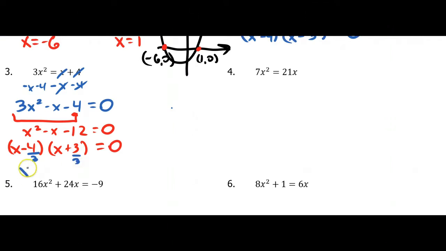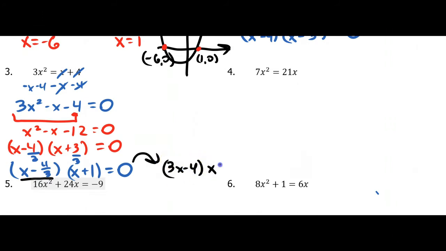This gives me x minus 4 thirds times the quantity x plus 1 equals 0. Now, the nice thing about solving an equation by factoring is I do not have to go the step further and make this 3x minus 4 over here in this expression. Okay, I could still do that if I wanted to. So this one would become 3x minus 4 times the quantity x plus 1 equals 0. So we know one of our answers is going to be negative 1.